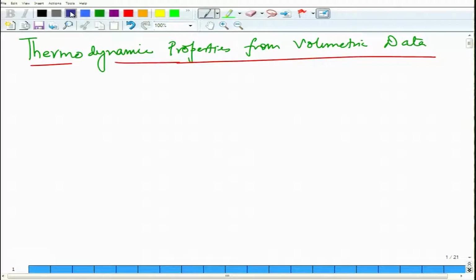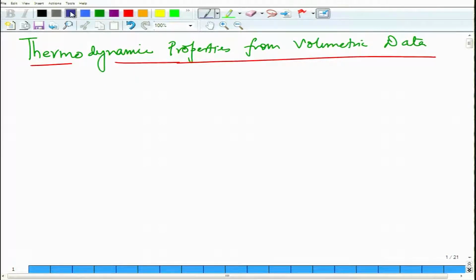Welcome back. We are going to start a new topic: thermodynamic properties from volumetric data. As we have already discussed earlier, we cannot measure enthalpy, entropy and free energy directly. These are not directly measurable quantities; however, we can measure the differences between them.